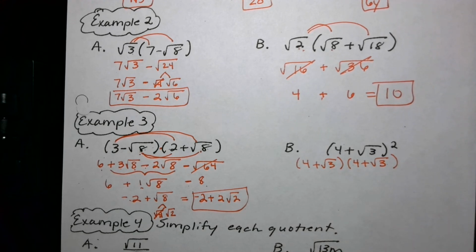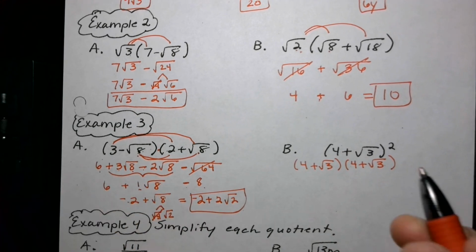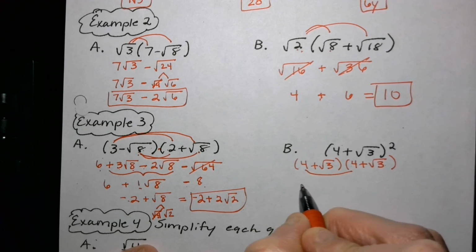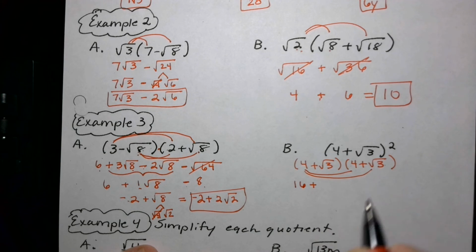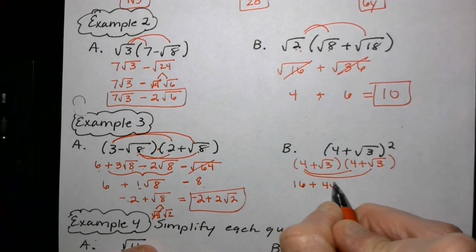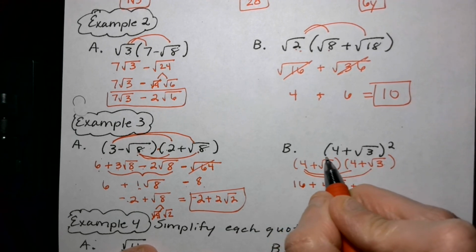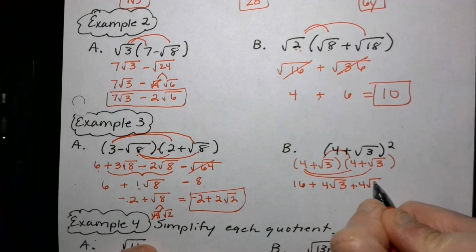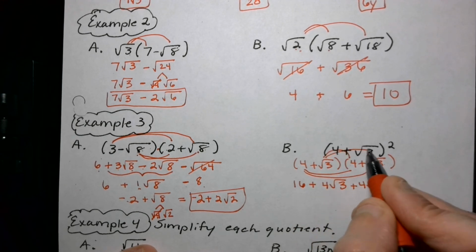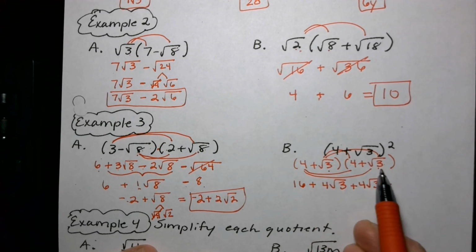All right, now let's multiply like we did over on this side. We'll do the 4 times the 4, which is 16, plus the 4 times the square root of 3, plus the 4 times square root of 3, number first, plus square root of 3 times square root of 3 is square root of 9.